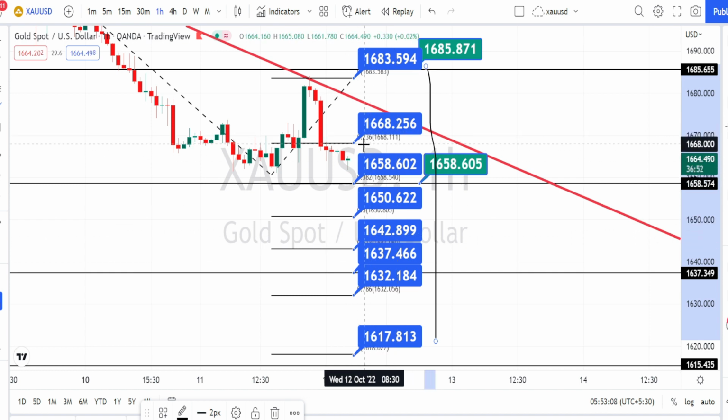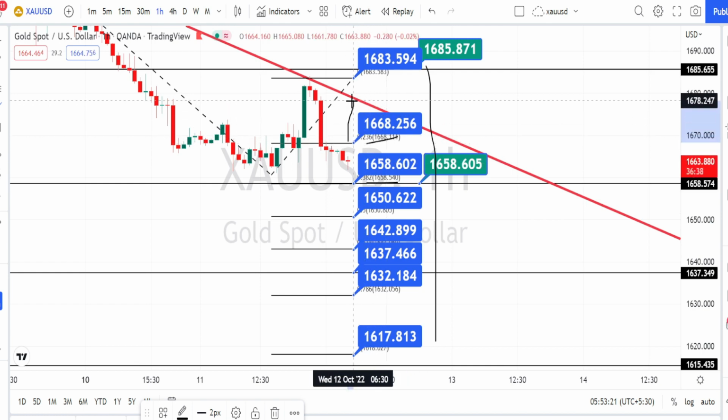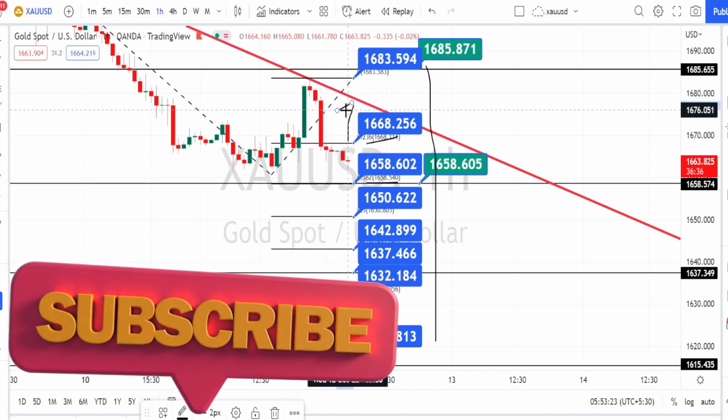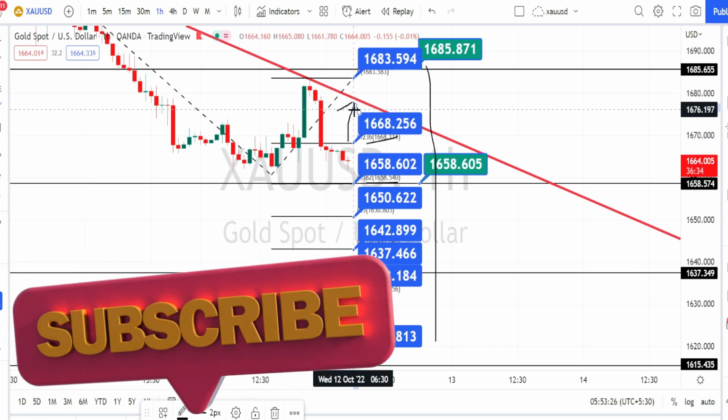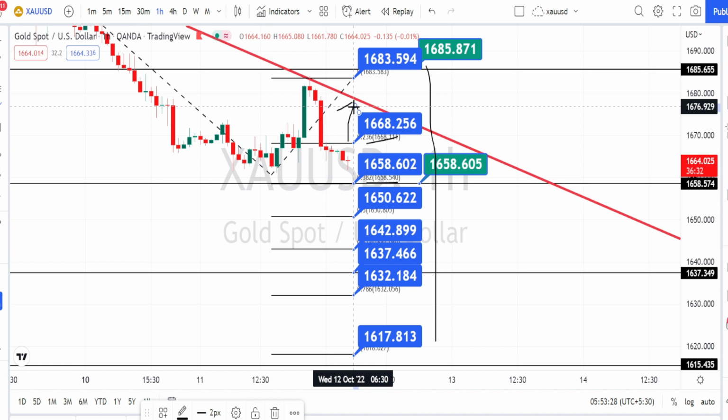Currently the price action is trading between the resistance level of 1668 and support level of 1658. And if the price action breaks this resistance level, we can expect it to retest the resistance line from the 4 hours time frame. And only when the price action breaks this resistance level, we can expect it to test the next level of resistance, which is going to be around 1683.